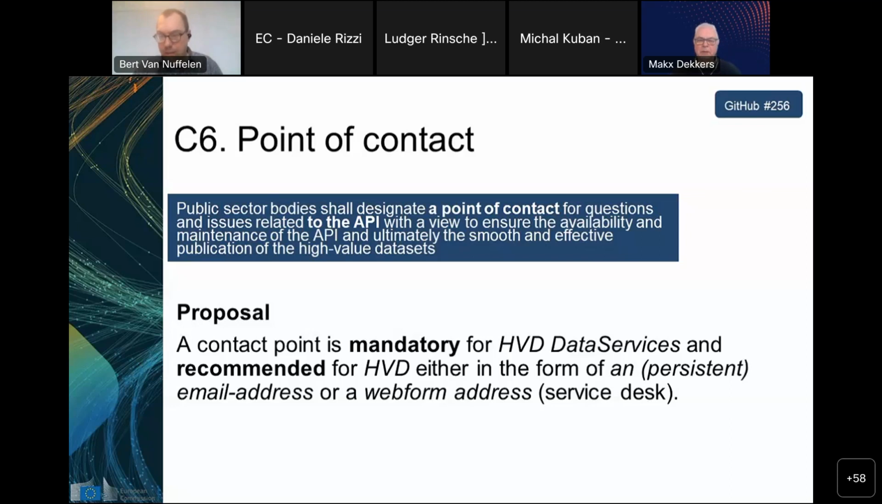Well, Mihai said it's mandatory, but it is mandatory for the data services. So the question now is, do you want to have it mandatory for data sets and catalog and the other proper classes? There's no comment.